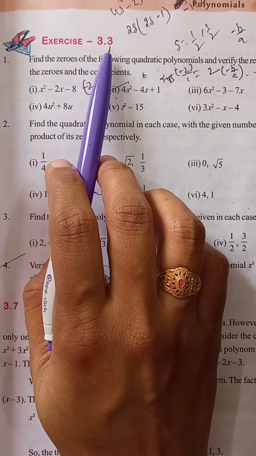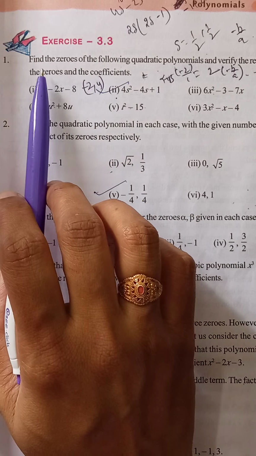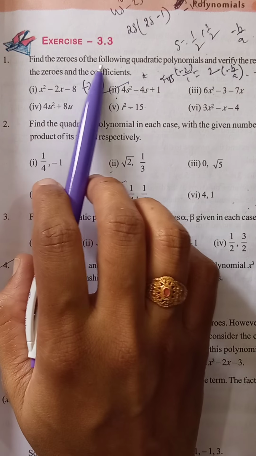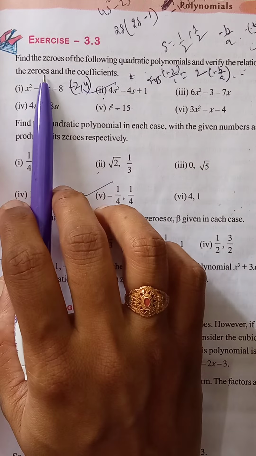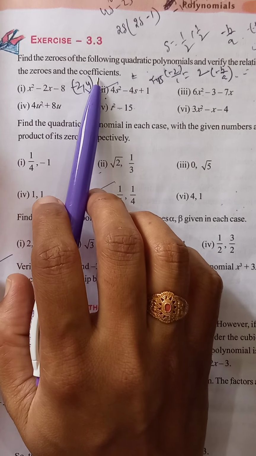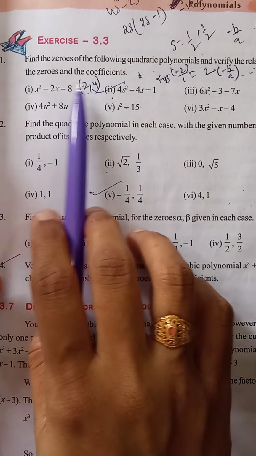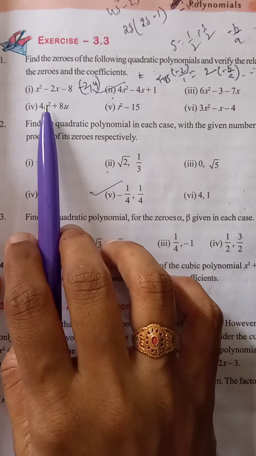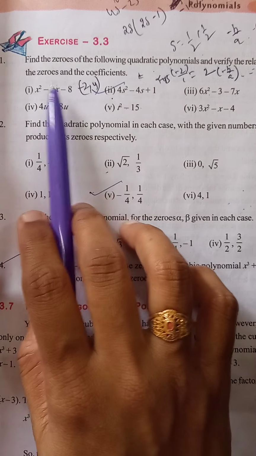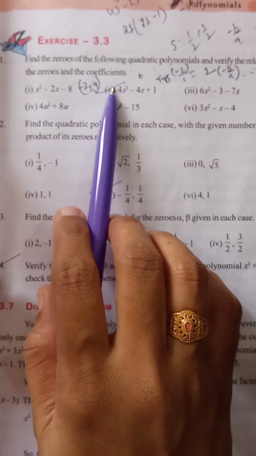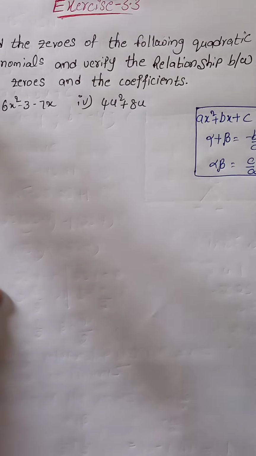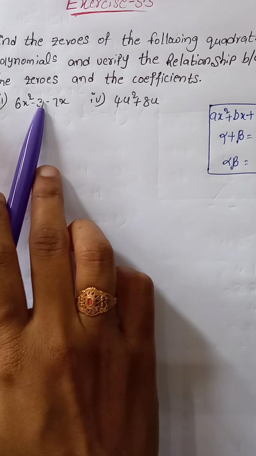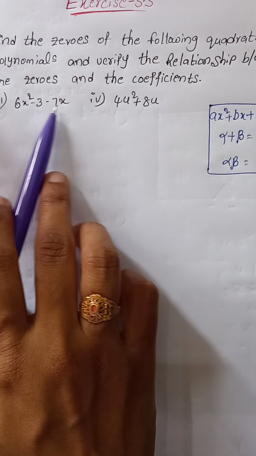Children, good morning. Today we are going to solve 3 and 4 bits of first question from exercise 3.3 of a polynomials chapter, class 10. Let's see what is the given question. Find the zeros of the following quadratic polynomials and verify the relationship between the zeros and the coefficients. So first we need to find zeros of these given polynomials and next verify the relationship between the zeros and the coefficients. Now move on to third problem, that is 6x square minus 3 minus 7x.